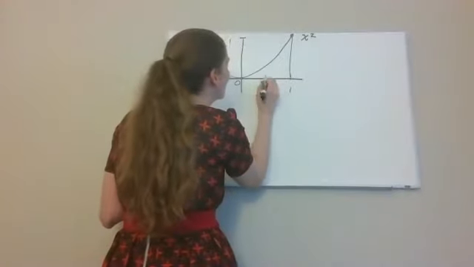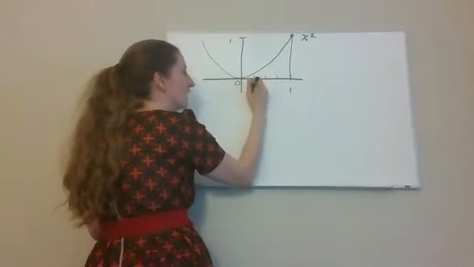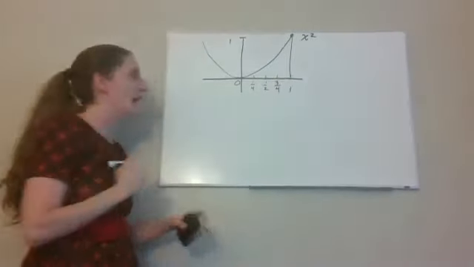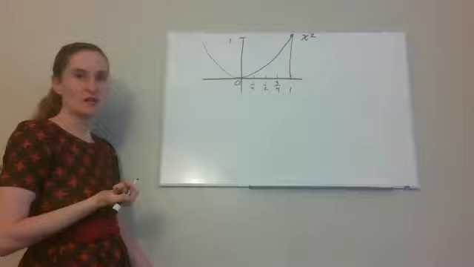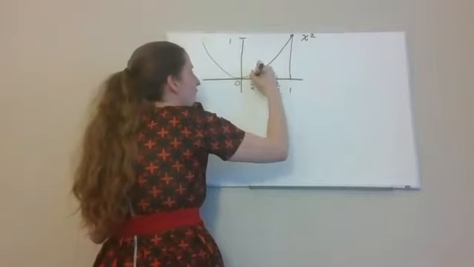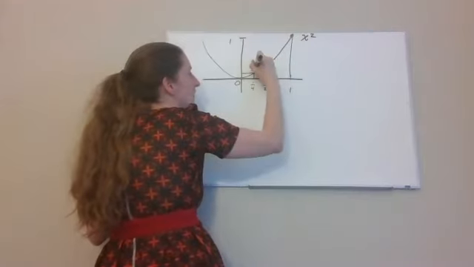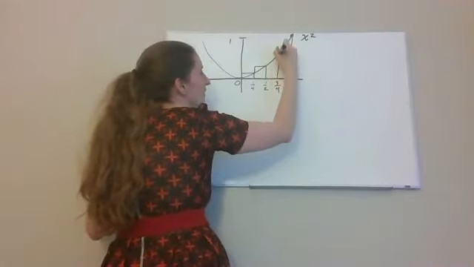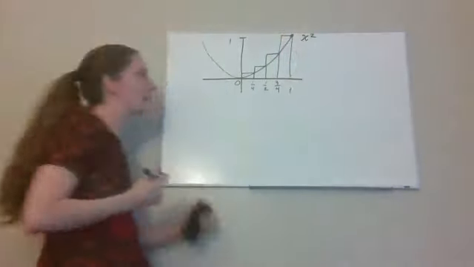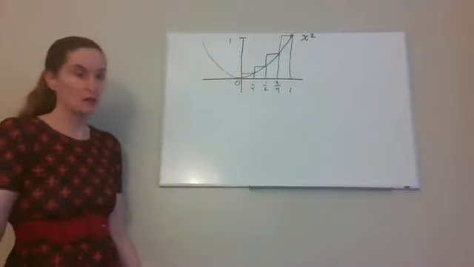Let's divide this into 4 rectangles. I have 1/4, 1/2, and 3/4 as those division points. And I'm just going to go ahead and use the right endpoint just because. So I'm going to choose the right endpoint to make my rectangles. On this particular problem, this means I'm definitely going to have an overestimate because I can see all 4 of my rectangles are above the graph of the function, but that's okay.